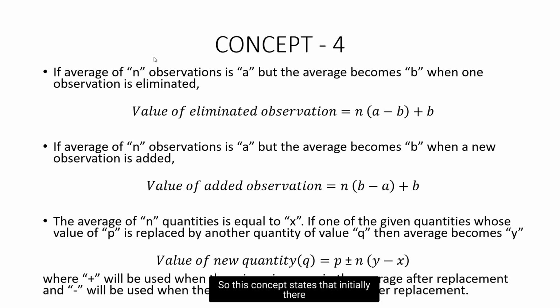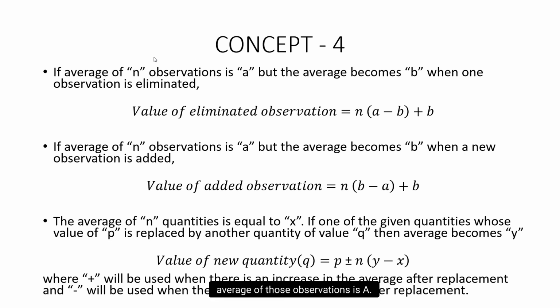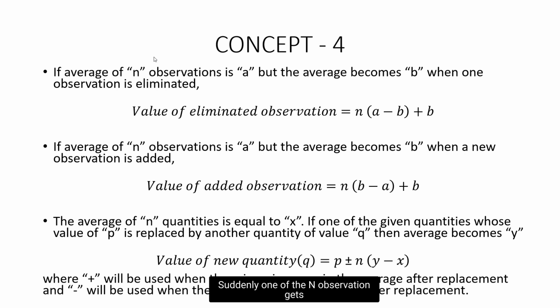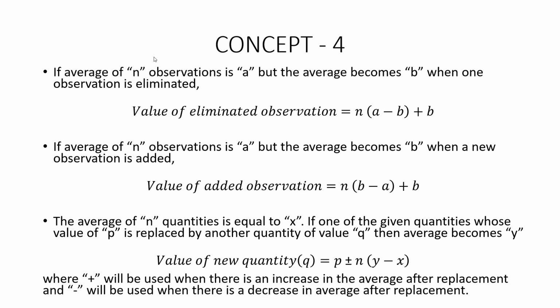So this concept states that initially there were n number of observations and the average of those observations is A. Suddenly, one of the n observations gets eliminated and the average becomes B. Therefore, to find the value of the eliminated observation, we use the formula n of A minus B plus B.